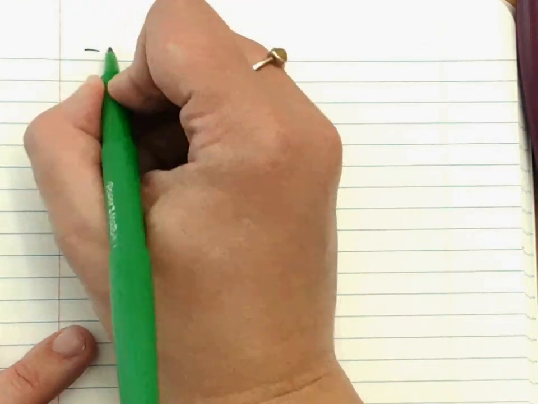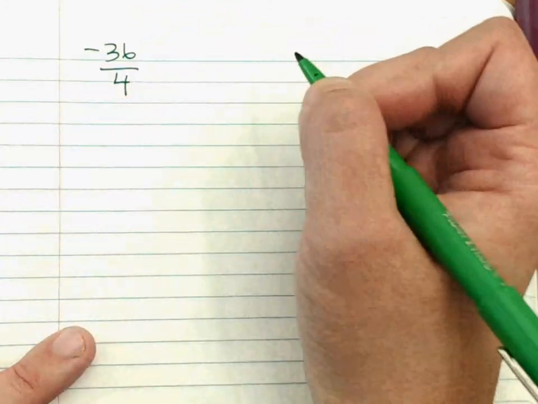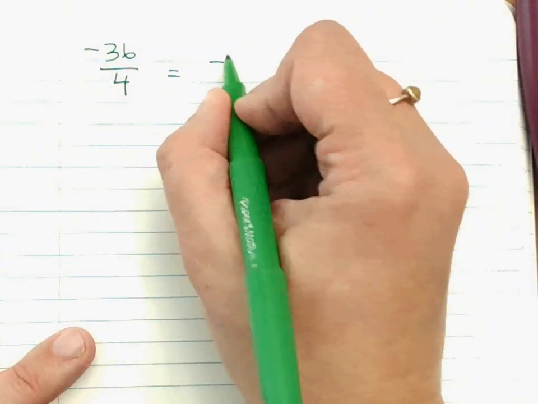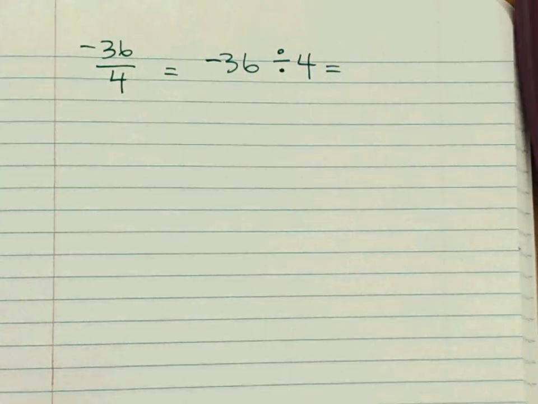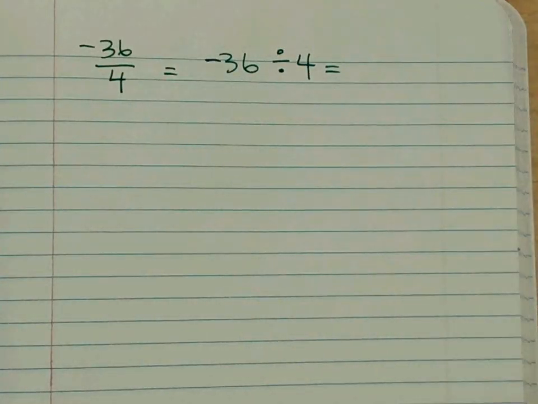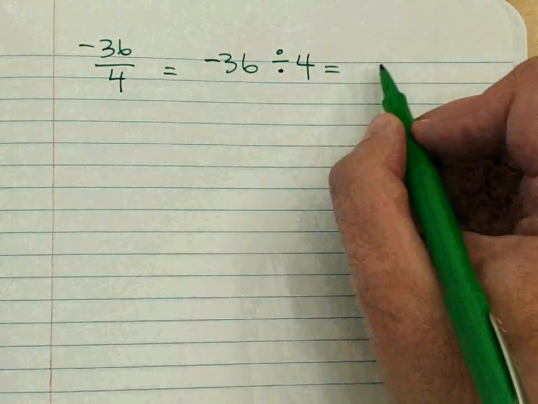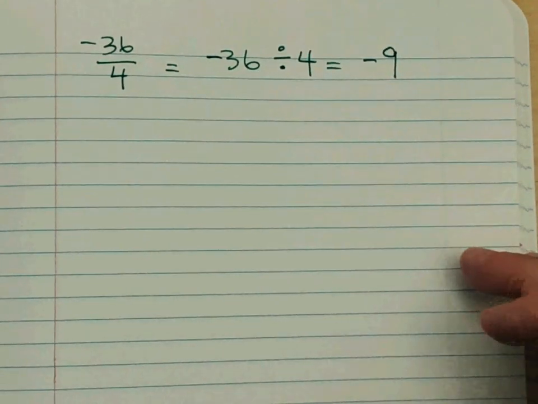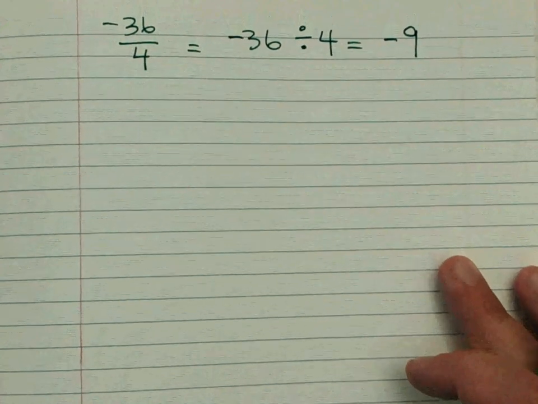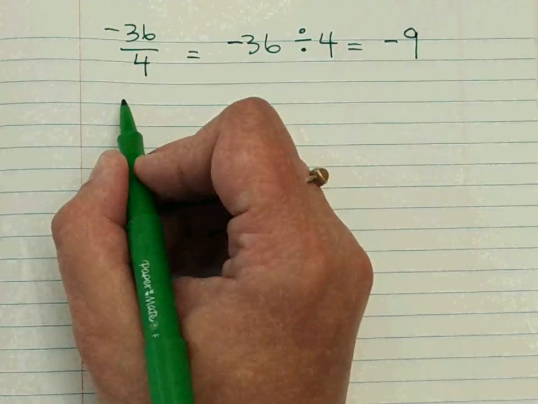Okay. Let's look at fractions for a second. A fraction is just a division problem, right? If I write negative 36 over 4, this is the same as negative 36 divided by 4. The rule for division is exactly the same as the rule for multiplication. If you have two different signs, it's going to be negative. So negative 36 divided by 4 is? Negative 9. Okay, great. So negative 9 here. So we're just reducing fractions.